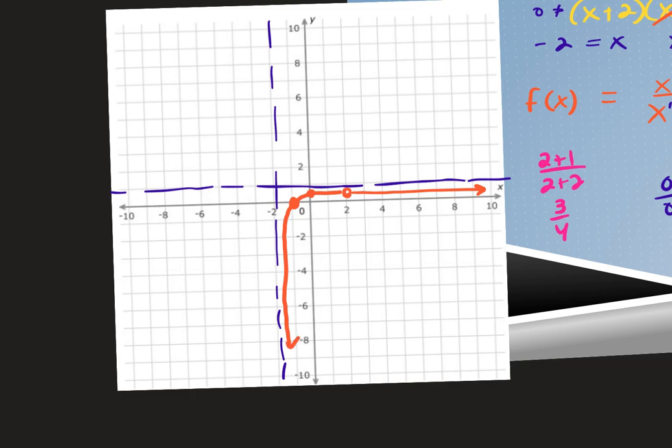Is there another 0 on the left of my vertical asymptote? No, which means it's not crossing through underneath on that side, right? It means it's going above.